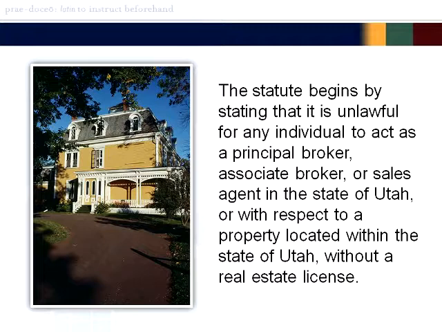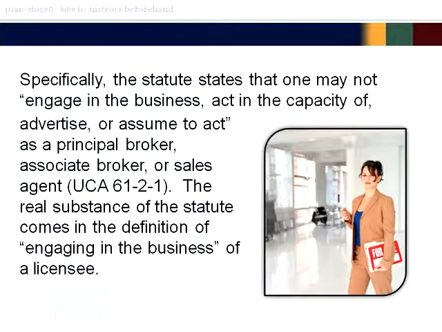The statute begins by stating that it is unlawful for any individual to act as a real estate broker, associate broker, or sales agent in the state of Utah or with respect to a property located within the state of Utah without a real estate license. Specifically, the statute states that one may not engage in the business, act in the capacity of, advertise, or assume to act as a principal broker, associate broker, or sales agent. Utah Code Annotated 61-2-1.